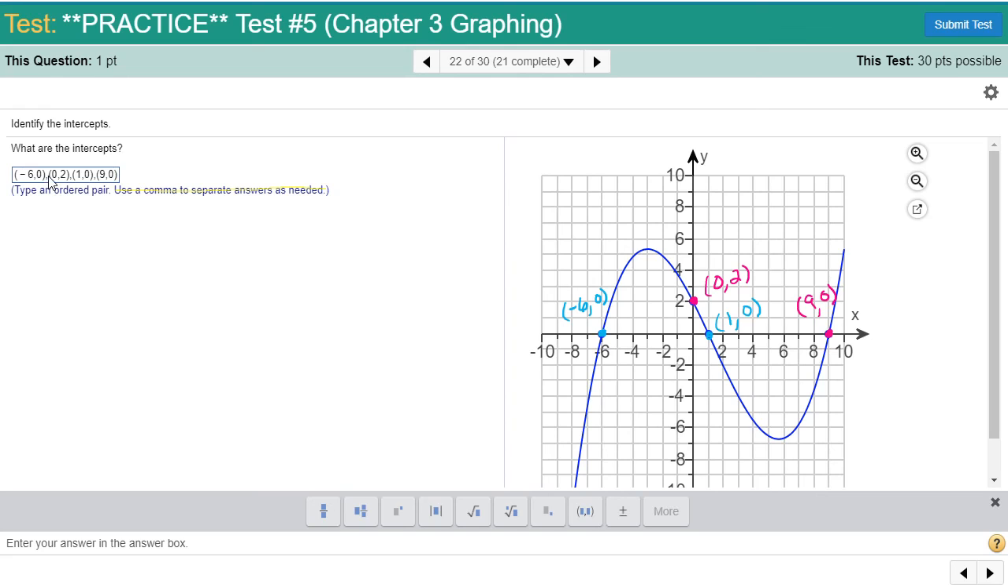So what I'm saying is, notice that there is a comma in between each of these intercepts. If you do not type those commas in between your intercepts, you are going to have this question marked wrong because the computer cannot understand. All right, so there we have it. Question 22, we identified all of the intercepts.